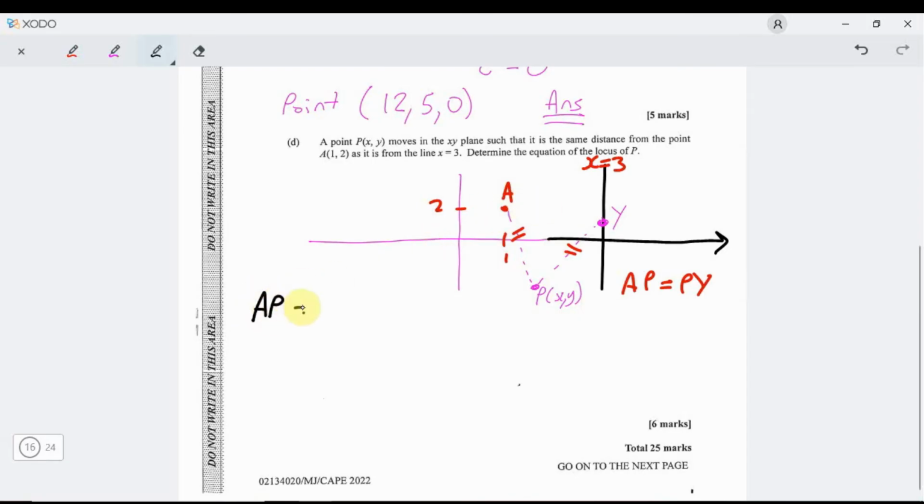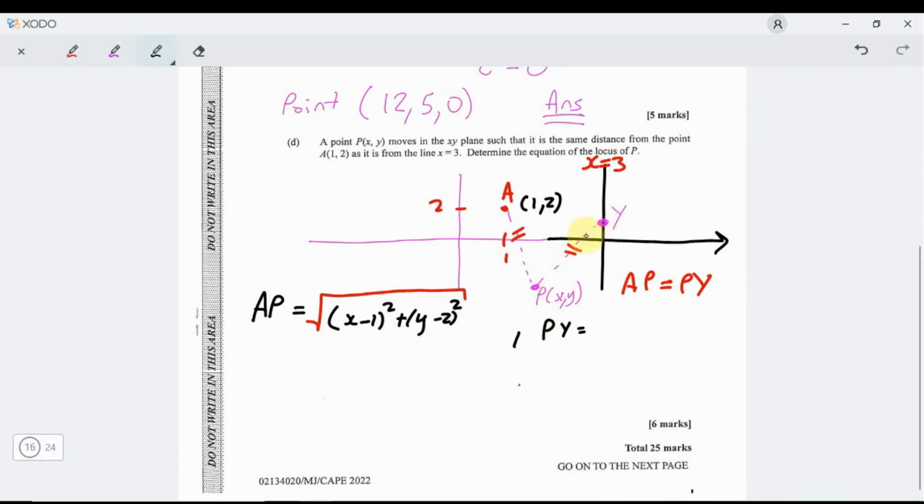So the distance AP is the square root of, this is what? x2 minus x1, and A, remember, is the point (1, 2). So in that case, it's the square root of (x minus 1) squared plus (y minus 2) squared. That's the distance AP. Now, in this case, we need the distance from the point P to the line x equals 3. So we need to work out now the PY equation.